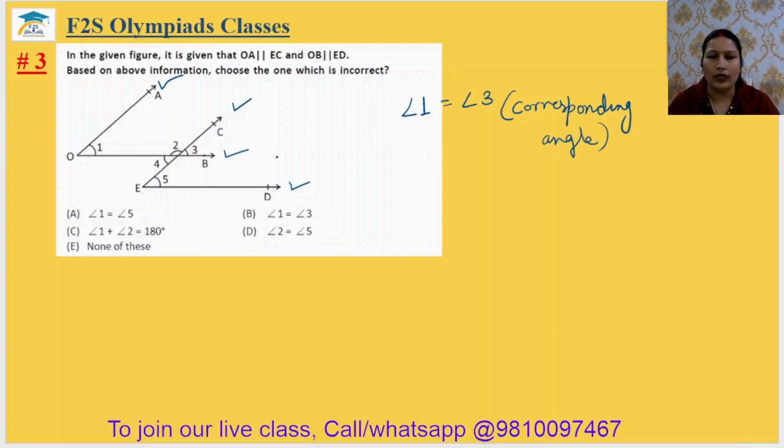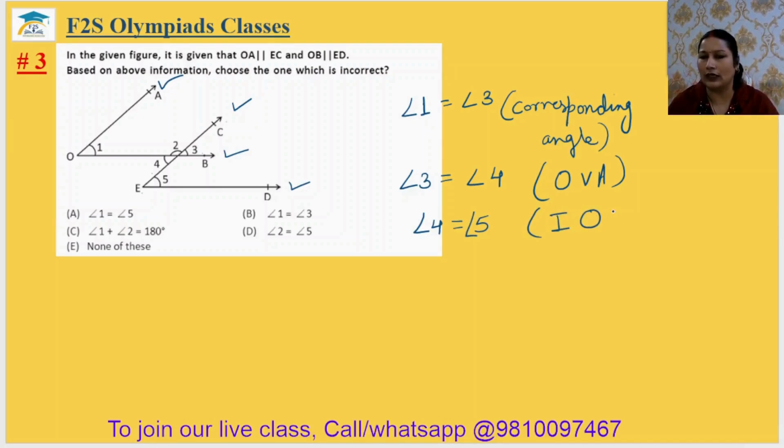Now angle 3 will be equal to angle 4. Why? Vertically opposite angles. Now angle 4 will be equal to angle 5. That is your alternate interior angle. Now check the options. Angle 1 equal to angle 5. You can see angle 1 equal to 3, 3 equal to 4 and 4 equal to 5. So we can say angle 1 equal to angle 5. It is option A. It is correct. Angle 1 equal to angle 3.